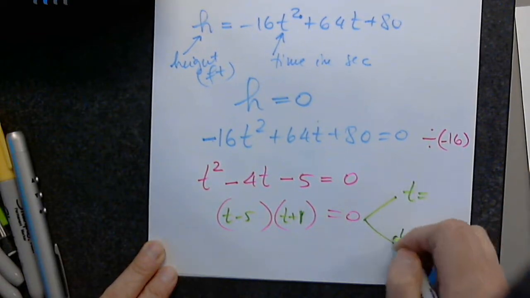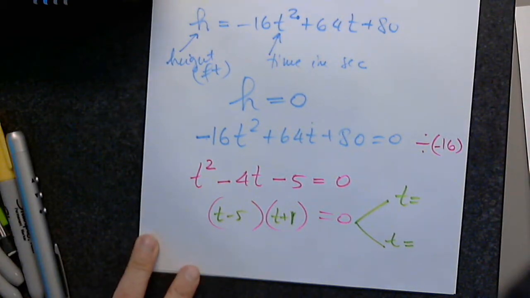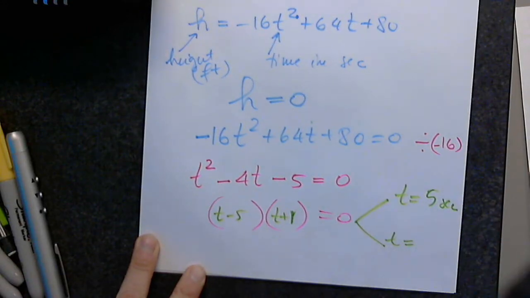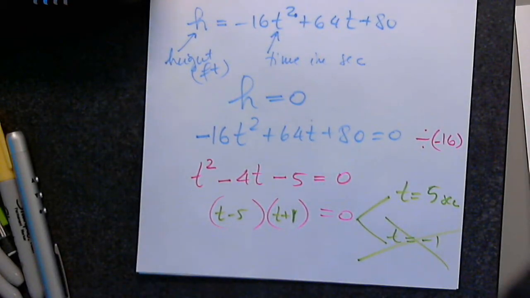So you will give us two options for time t. You will say it hits the ground in 5 seconds, and you will say -1, but you will immediately cross it out. Why? Algebraically, it's correct, but it doesn't make any sense in our problem. Time cannot be negative. It cannot take -1 second for something to happen. Okay, very good. Any questions?